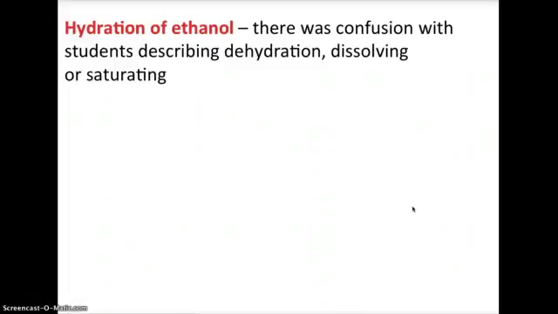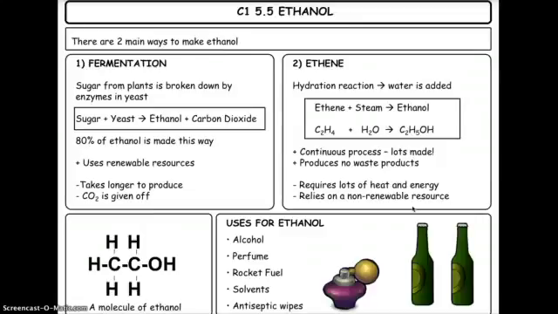Hydration of ethanol, then, this is one that people get confused about. Make sure you're talking about hydration, not dehydration, so you're adding water to things, and don't describe one of the other processes we talk about in C1. So this comes into the ethanol section. There's two ways we can make ethanol. We can either ferment plants' sugars, or we can take ethene and add steam to it. So we need steam rather than water. And again, we've got pluses and minuses, whether it's renewable or non-renewable, whether it takes longer to produce, whether we can just keep going with it, there's no waste products. So all of these have to be taken into account.